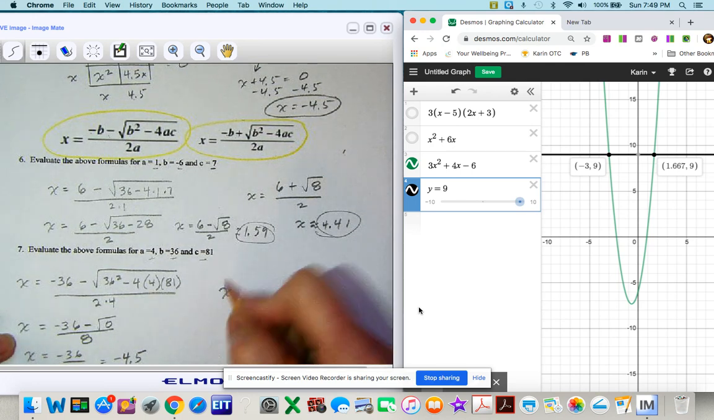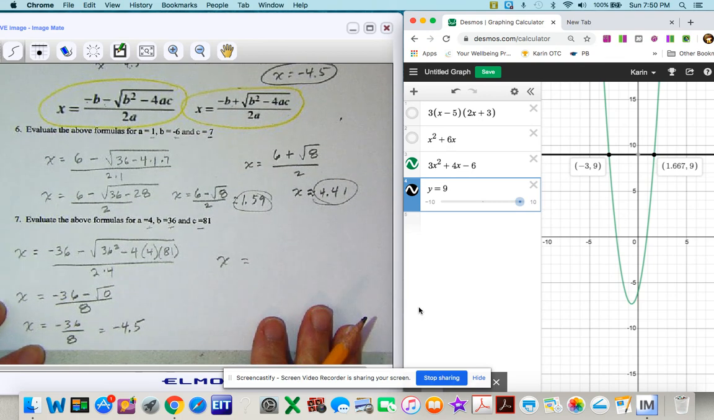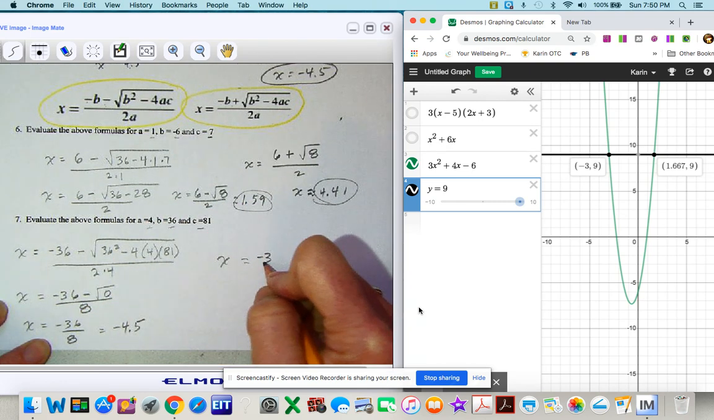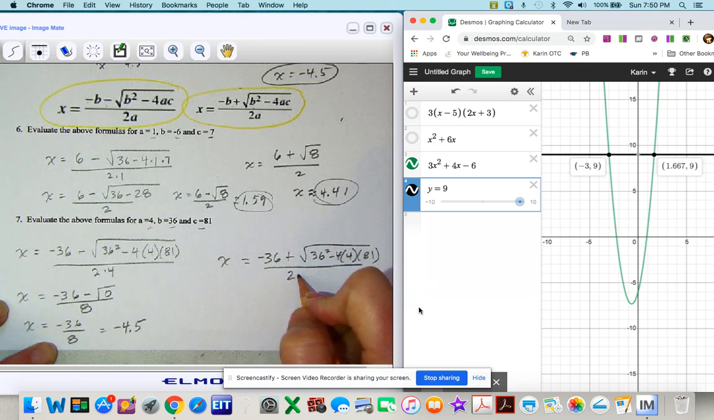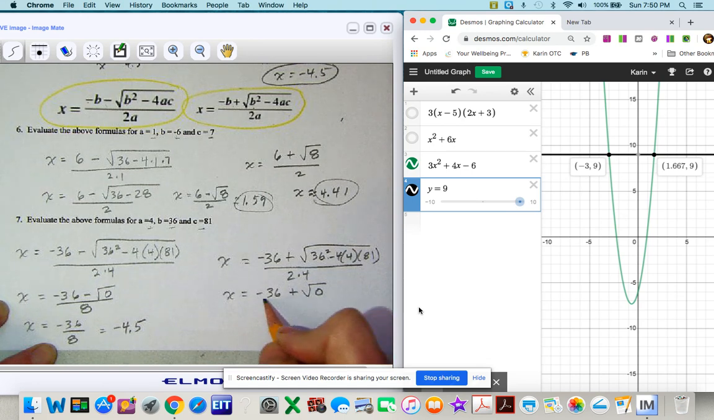Okay, well, let's do the second formula. Remember, the second formula is the same as the first one, but instead of a minus sign, there is a plus sign. So I'm going to say x is equal to the opposite of 36 plus the square root of b squared, so 36 squared minus 4 times a times c, those values, over 2 times a. And I kind of know from earlier that that's just going to be -36 plus the square root of 0 over 8. So I get negative 36 over 8. Okay, I just got negative 4.5.